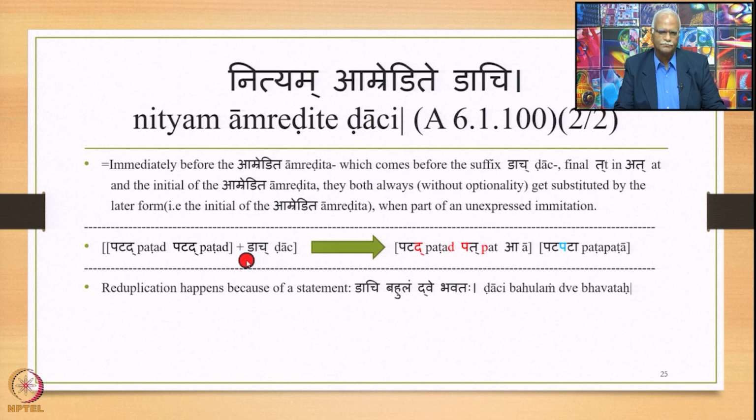And so now the first step is, because of this d, this ad gets deleted, patad pat a. Afterwards this d and this p, they get the pararupa sandhi, and so in place of both d and p, only p remains as the substitute. And so we have pata and pata, and this is the output that is generated, pata pata. This reduplication has happened because of the statement dachi bahulam dve bhavatah.